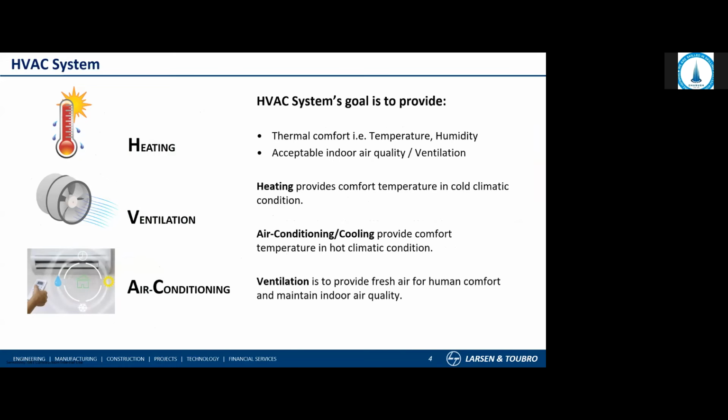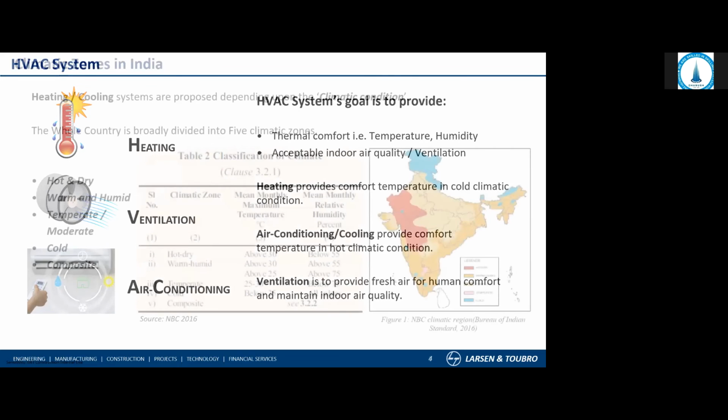We provide heating in cold climatic conditions, like the northern part of India, where winter is very cold, so we have to provide heating for the spaces for the comfort of human beings. Air conditioning we provide in the major part of India during summer, monsoon, and throughout the year in some regions, and ventilation, as I said, is for indoor air quality.